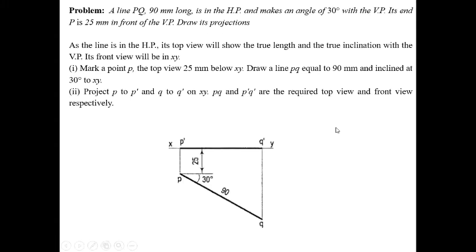Here is an example. A line PQ, 90 millimeter long, is in the HP and makes an angle of 30 degrees with the VP. Its end P is 20 millimeter in front of the VP. Draw its projections. That means point P is 20 millimeter in front of the VP. Suppose we draw the diagram showing the positions of the HP and VP.